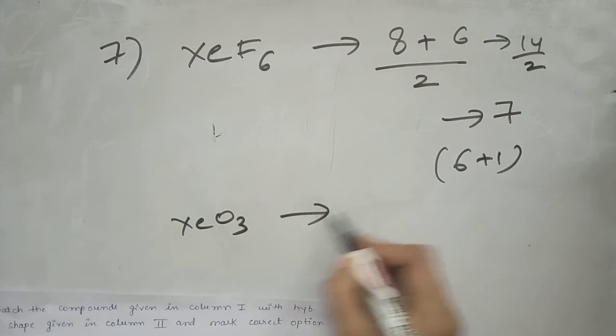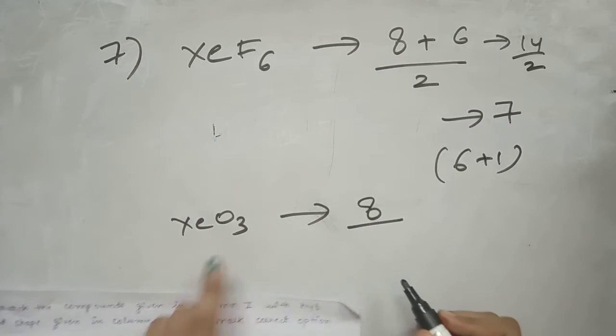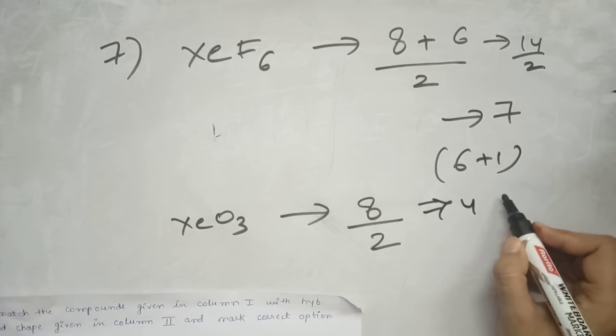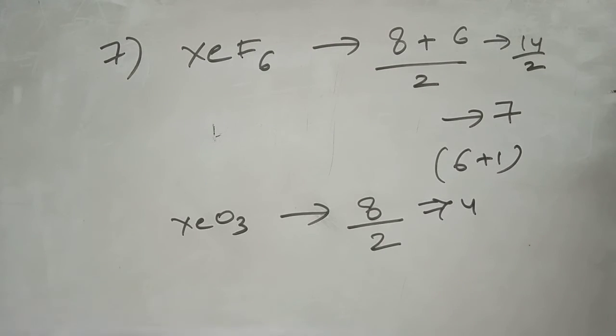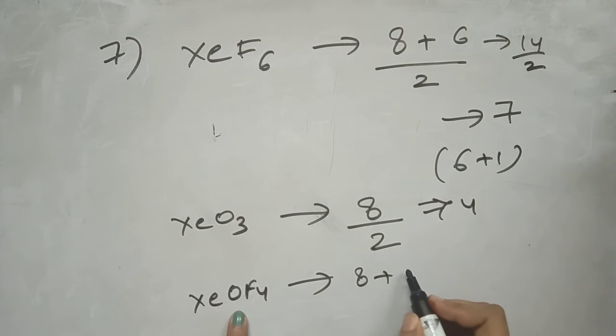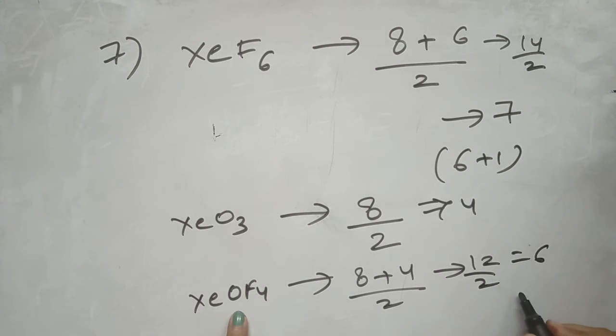Okay, now XeO3. 8 divided by 2, since this is not univalent, you don't have to take its contribution, so 4. Then we have XeOF4. So this is 8 plus, this is bivalent, you don't have to take its contribution, divided by 2, so this is 12 by 2, that means 6.